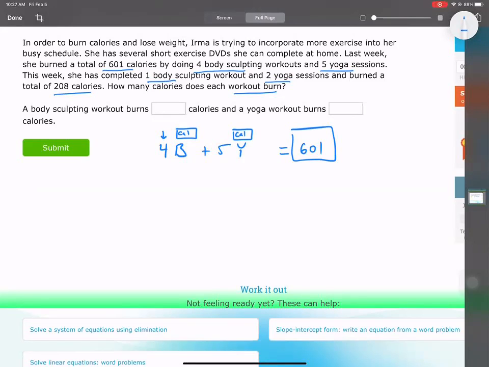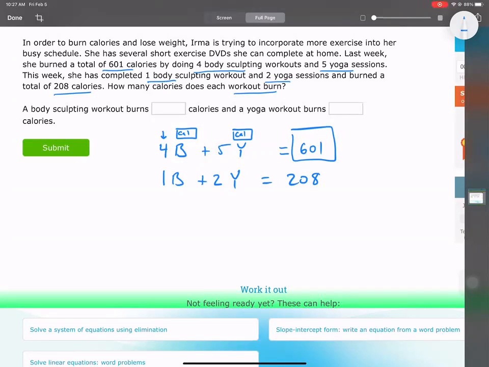Now, since we have 2 variables, we need 2 equations. Here's our second equation. She did 1 body video as well as 2 yoga videos, and this burned 208 calories. Okay, great.